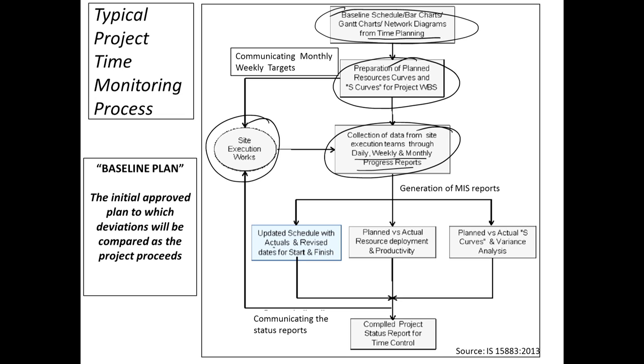We update the schedule. We have actual versus revised for start and finish. We have planned versus actual for resource deployment and productivity. We have planned versus actual for the S-curve and variance analysis. So all this information is monitoring information, coming from the data that's collected once the project starts. Based on this information, we compile a project status report and communicate it to the site to see if they should take any control action or what they should do.